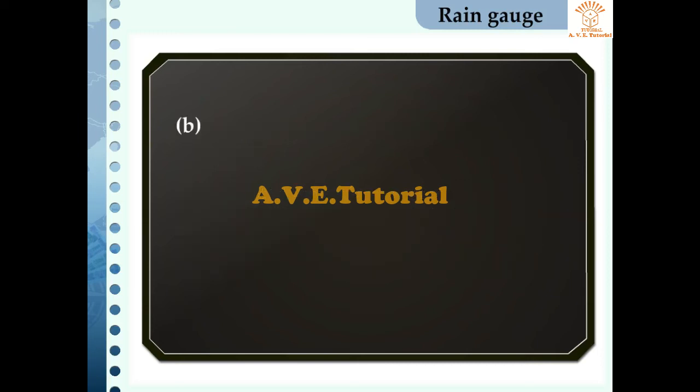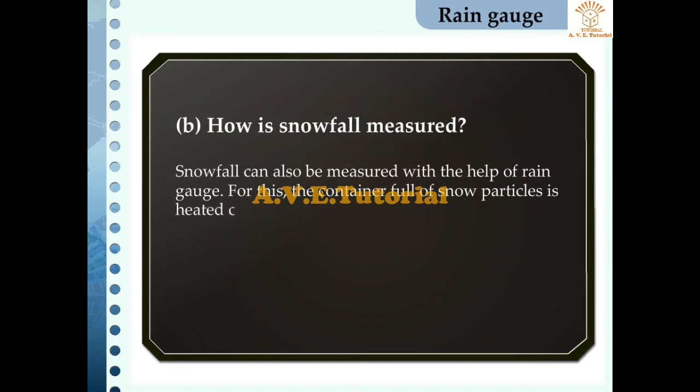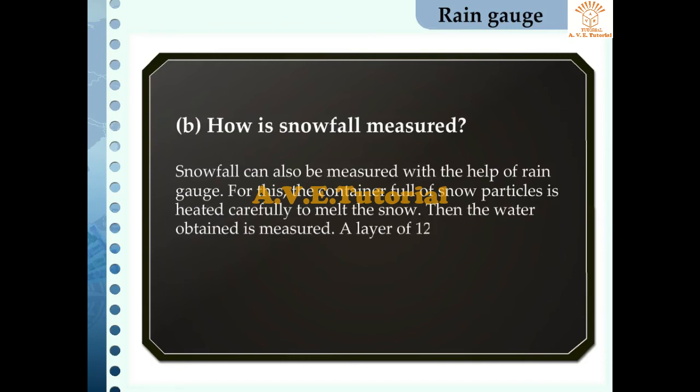B. How is snowfall measured? Snowfall can also be measured with the help of rain gauge. For this, the container full of snow particles is heated carefully to melt the snow. Then, the water obtained is measured. A layer of 120 mm of ice is equivalent to 10 mm of rainfall.